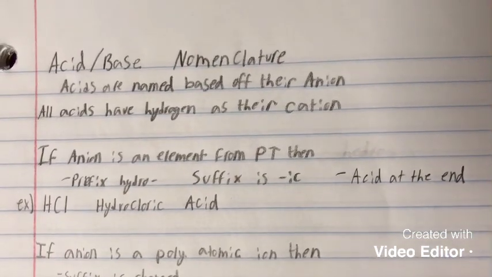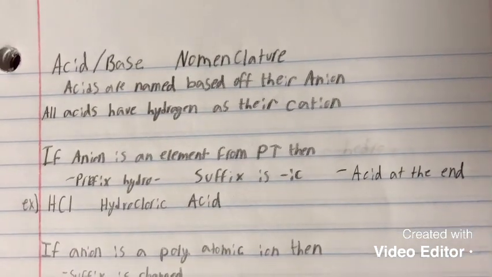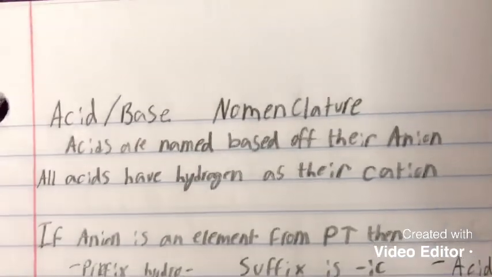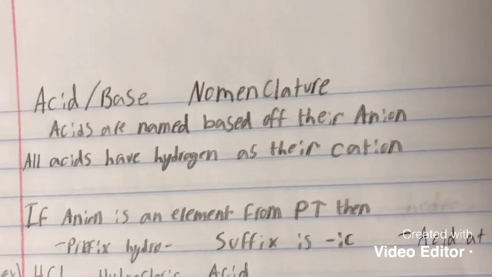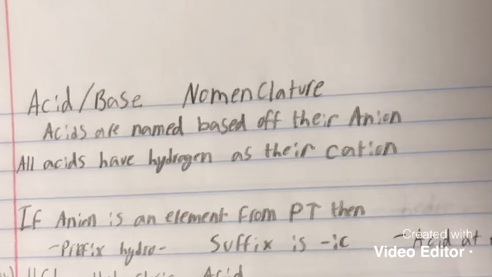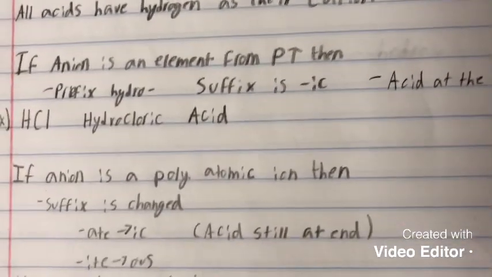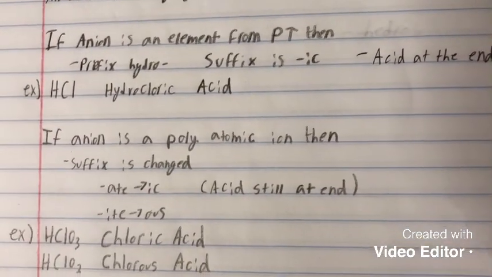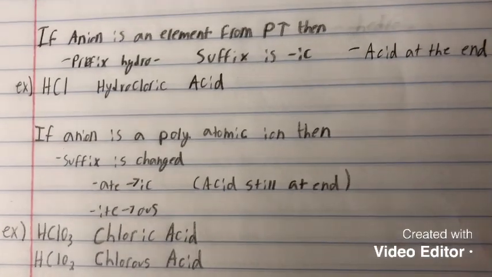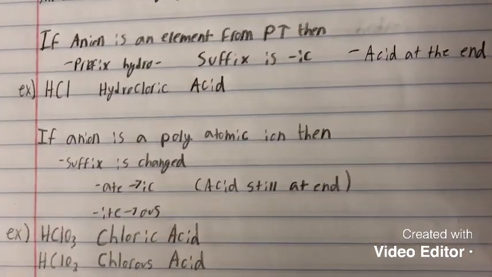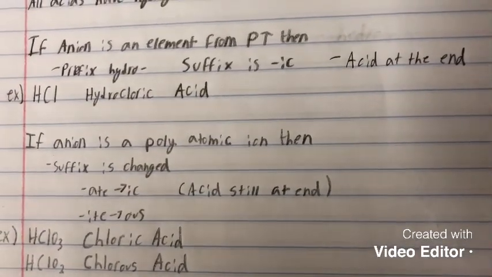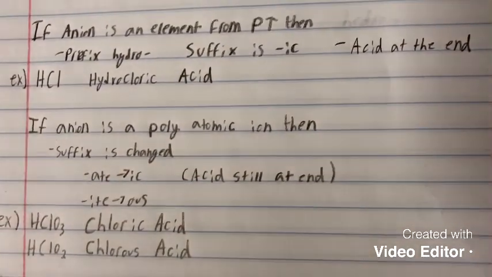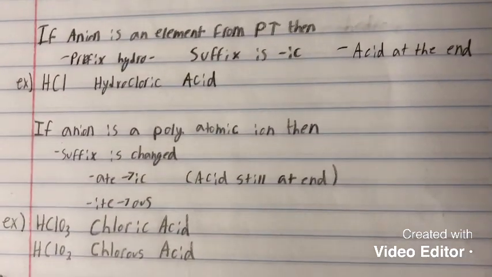This video is about acid-base nomenclature. Acids are named based off their anion. All acids have hydrogen as their cation. If an anion is an element from the periodic table, then the prefix has to be hydro and the suffix has to be ic. If it's an acid, then it has to have acid at the end.